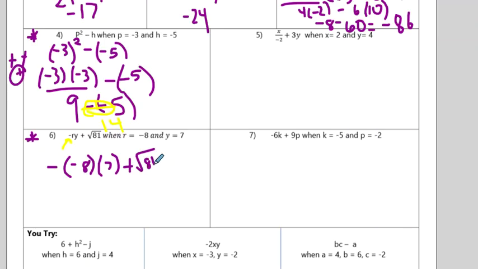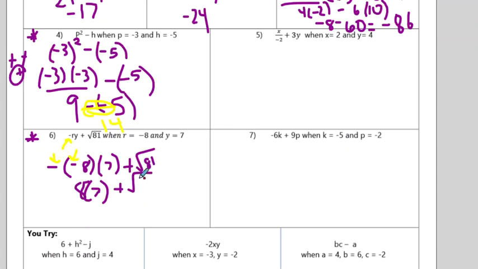But okay, so again, these two negatives, just like in the last problem, we have a negative on the outside and a negative on the inside. Guess what that turns into? It turns into a positive. So we're going to have negative 8 is actually just 8 times 7 plus the square root of 81.